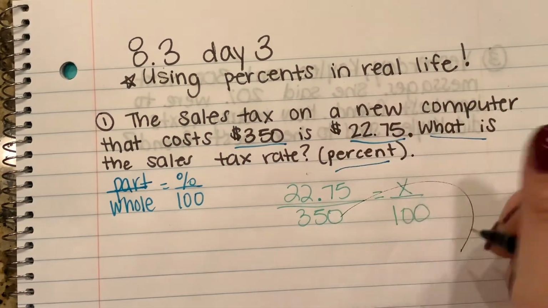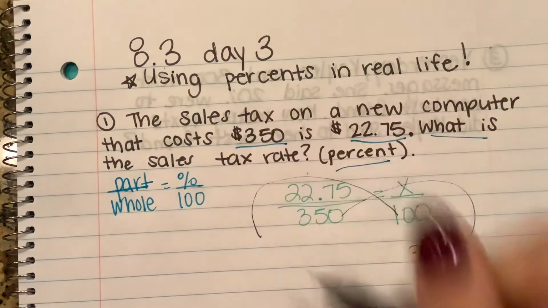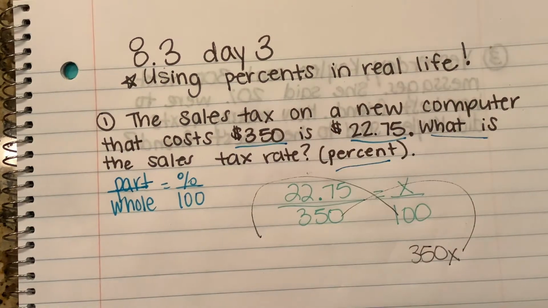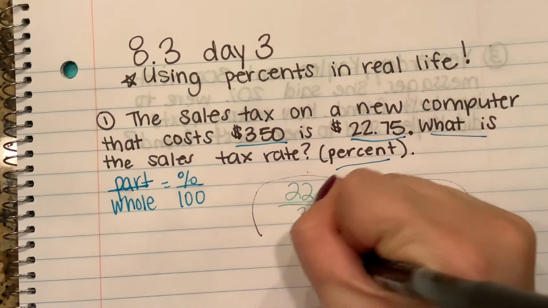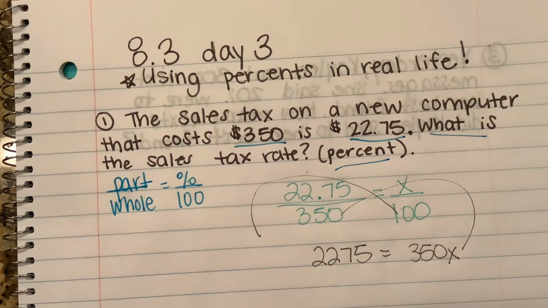We have 350 times x, which gives us 350x. And on the other side, we have 22.75 times 100, which gives us 2,275. If you saw the trick there, multiplying times 100, move the decimal 2 places to the right. If you saw that trick, excellent. If you didn't see it, put it in your calculator. That's what you have a calculator for.